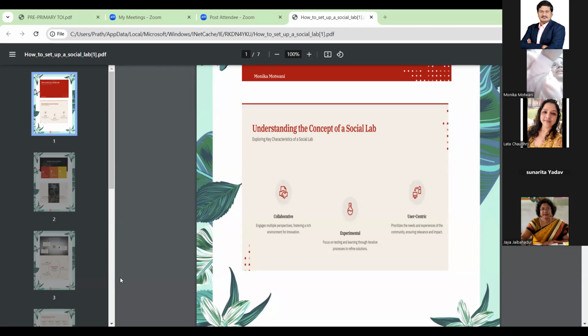Next is the user-centric way, where we prioritize the needs and experiences of the community, ensuring the relevant impact. It means that as per the need of the user and customer satisfaction, we work upon the concept of the same. So the next slide, please.